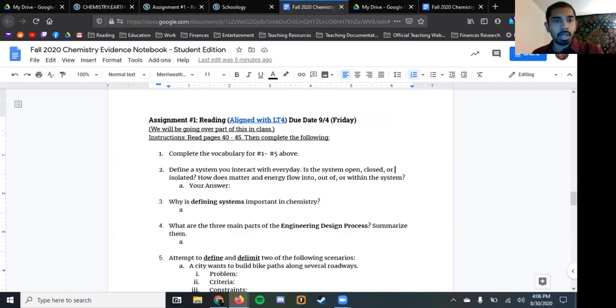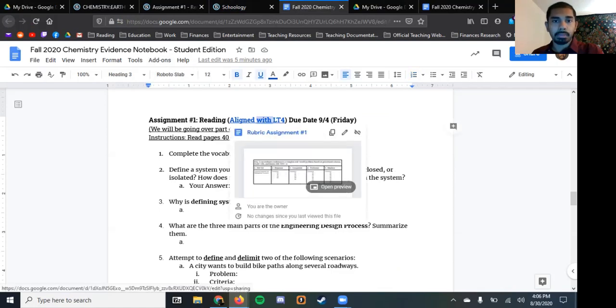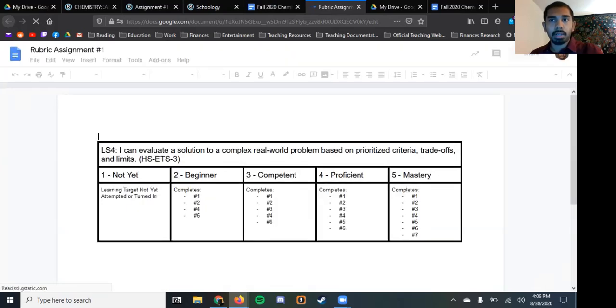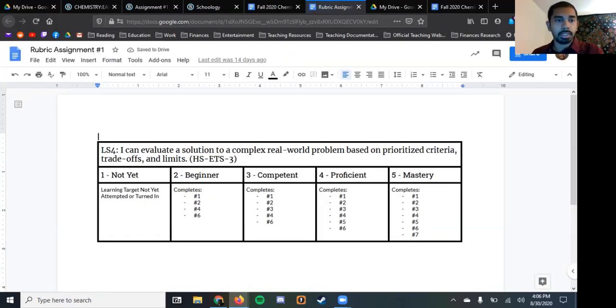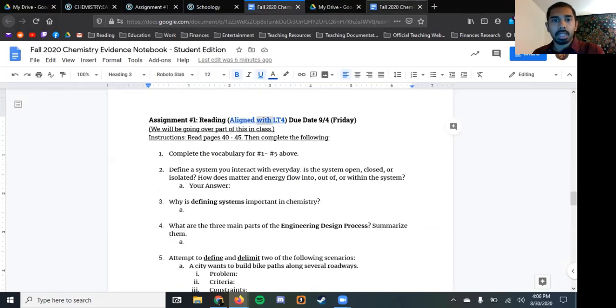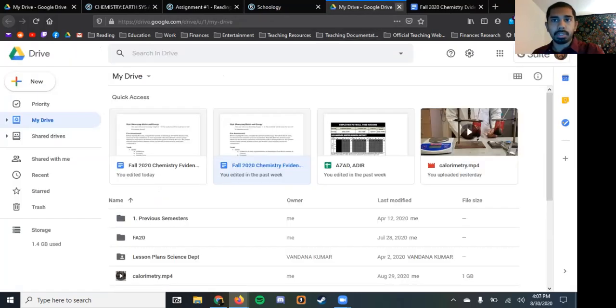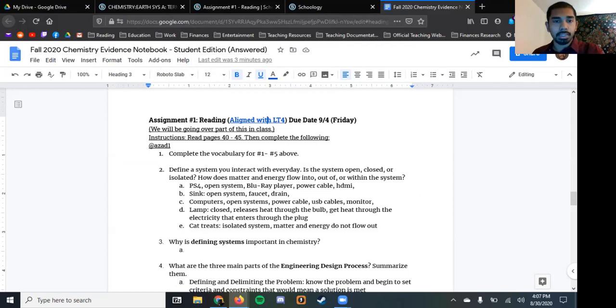Assignment 1, read pages 40 to 45, then complete the following. It's aligned with learning target 4. We click this blue thing, and we'll have a nice little pop-up. So we have learning target 4, and these are the rubrics. Continued mastery, you completed all 7. Proficient, you have number 7 left out, 5 and 7 left out, etc. I have your student edition opened up, but we're not going to use that. We'll be using my edition, the answered edition.